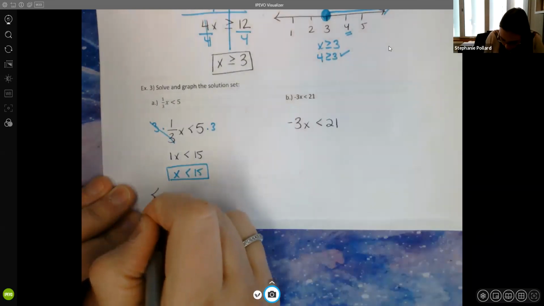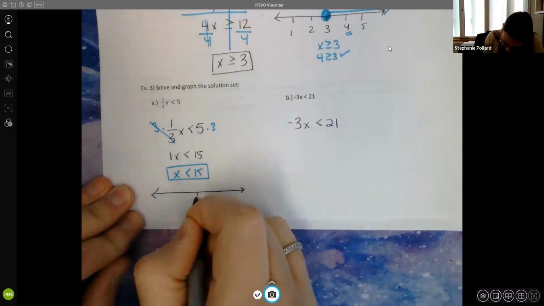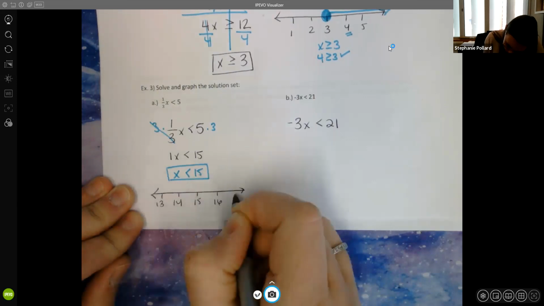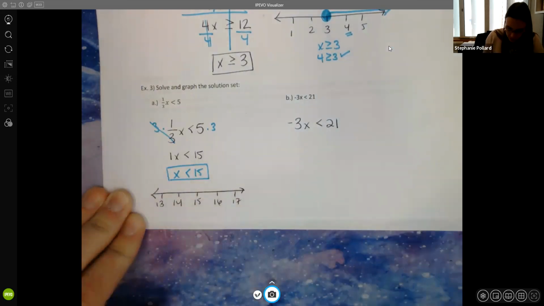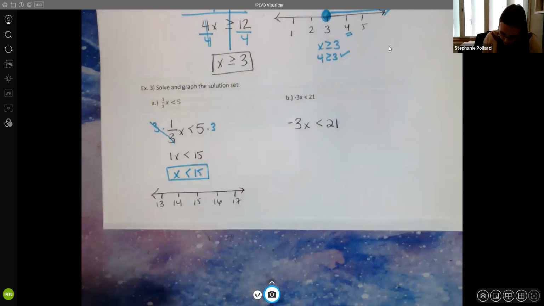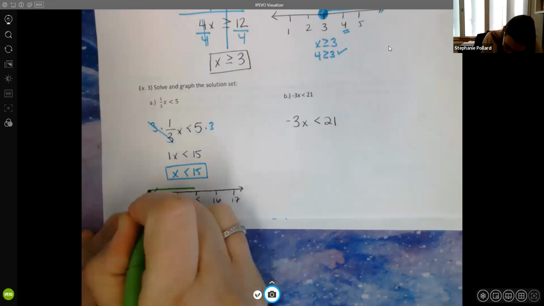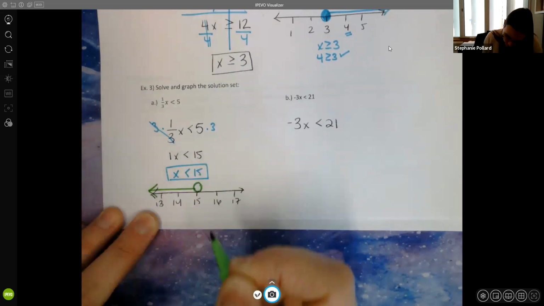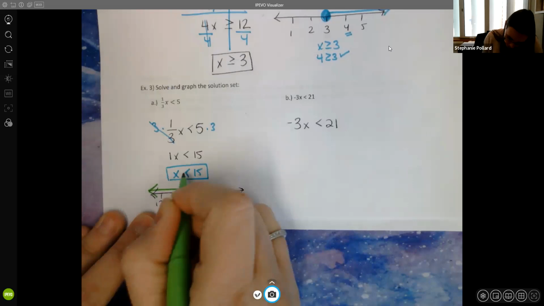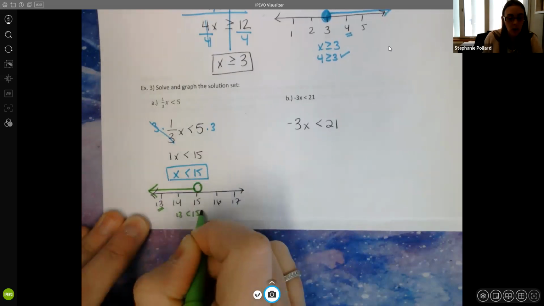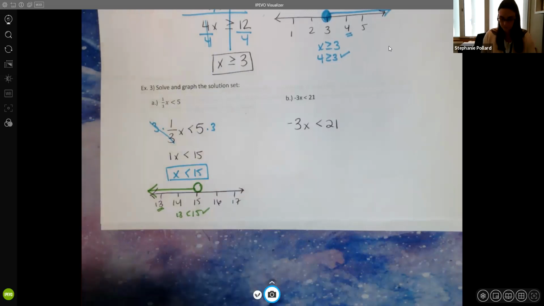Then I need to be around 15, so we'll do 15, 14, 13. When I read this, it says x is less than 15, so I want to be less than 15. I'm going this way, and I'm using an open circle here because there's no equal sign. Again, just give it a quick check. Pick a number to plug in. Is 13 less than 15? It is. So we know we graphed the right direction.